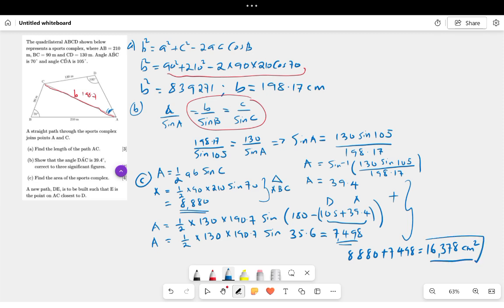Okay. All of this question is a whopping 10 marks. And I have seen this question. It's very, very popular in most of the GCSE exams.